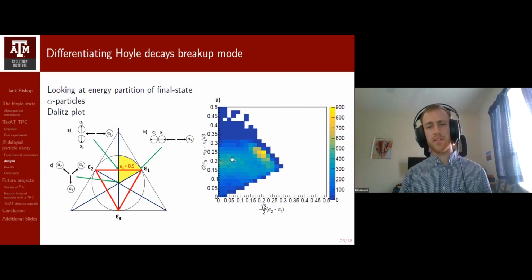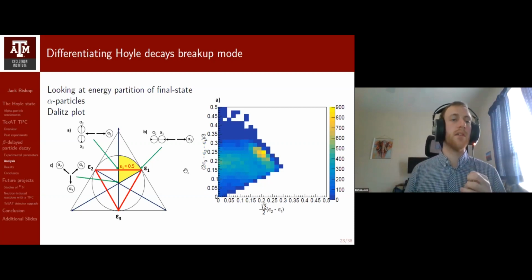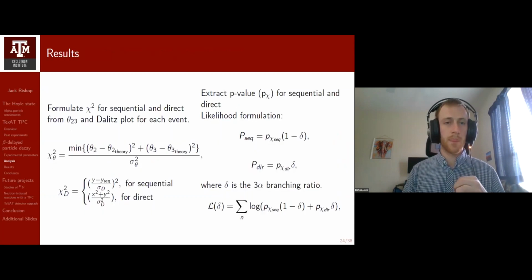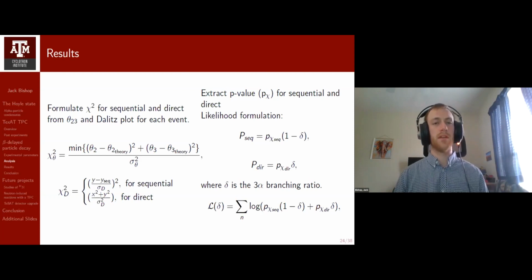Once again, we can see that there's nothing particularly surprising. We see a horizontal band around here corresponding to sequential decay, and the number of counts decreases as we go towards the center. So using these two pieces of information together, we want to generate some way to see what the contribution of the direct decay is. The way that we do that is we formulate a chi-squared for describing each event as both sequential and direct. So we get a contribution from the angle plots and the Dalitz plot.